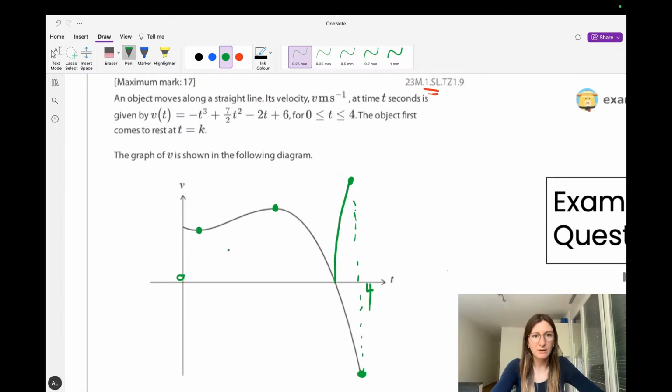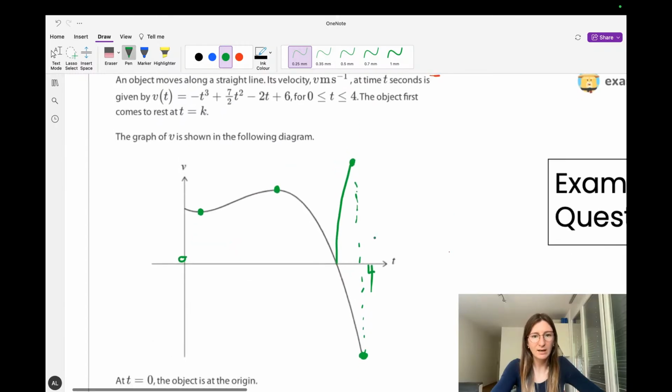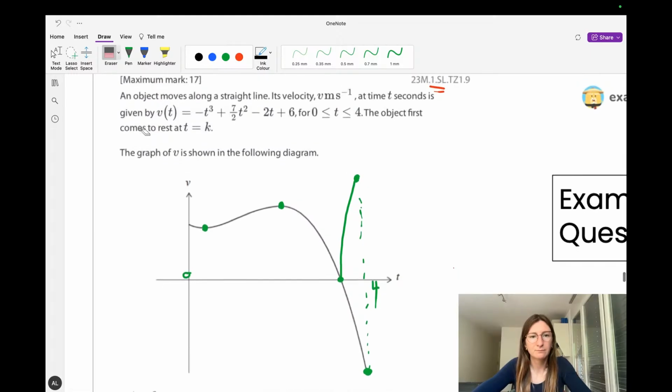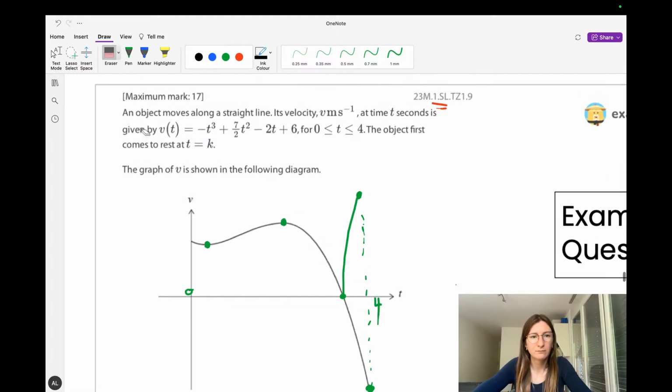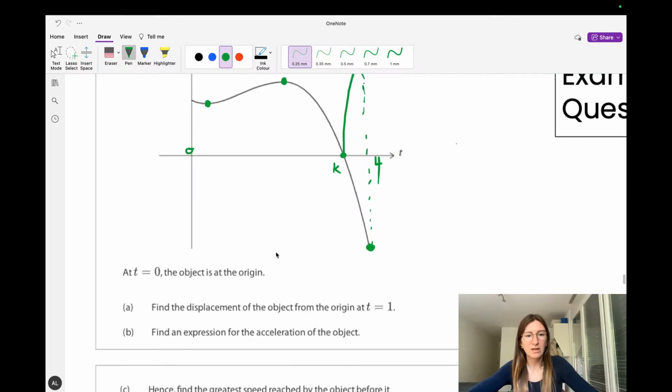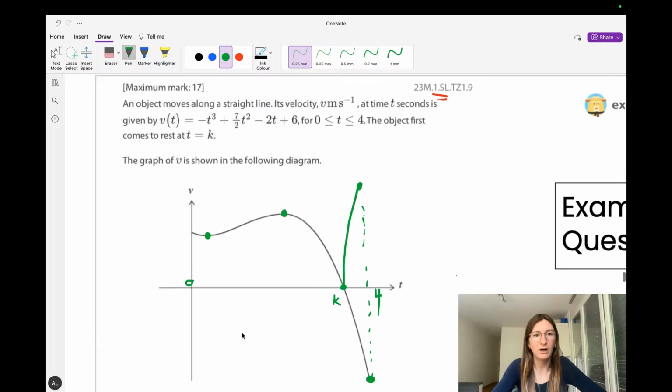And the object first comes to rest at t equals k. So the object would come to rest at this value. Would it? No, we don't know that yet. Oh yeah, it would be, because it's changing direction. So that's when the velocity is 0. That would be the k value that they're speaking about. We can label all of these things on the graph before we've even looked at the questions.